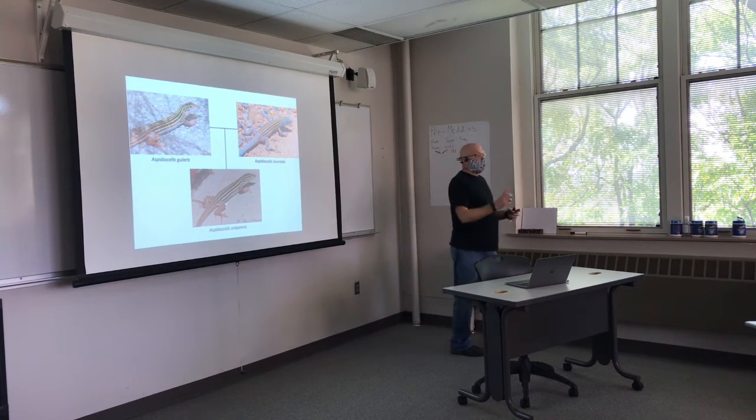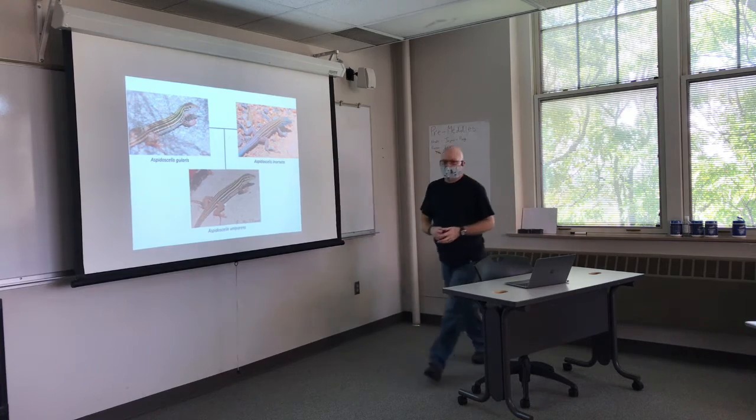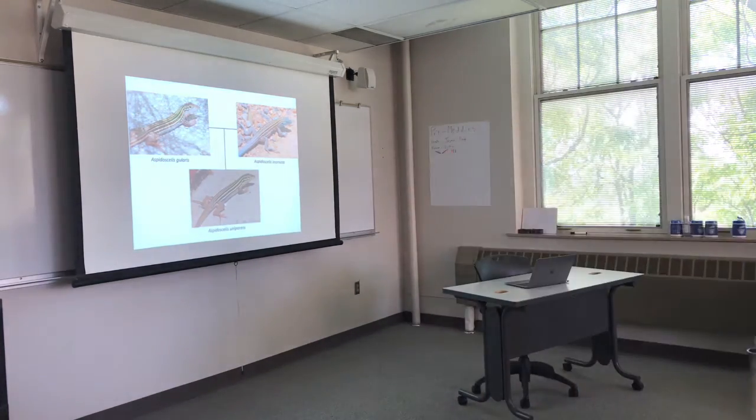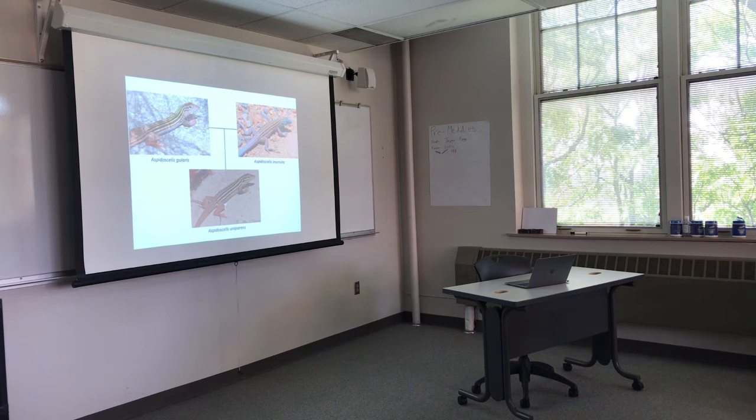Aspidoscelis uniparens, the name means one parent. This is a type of hybridization that happens pretty often in this family of lizards, where the population, the species, is made up of an entire population of females. And they reproduce by parthenogenesis.